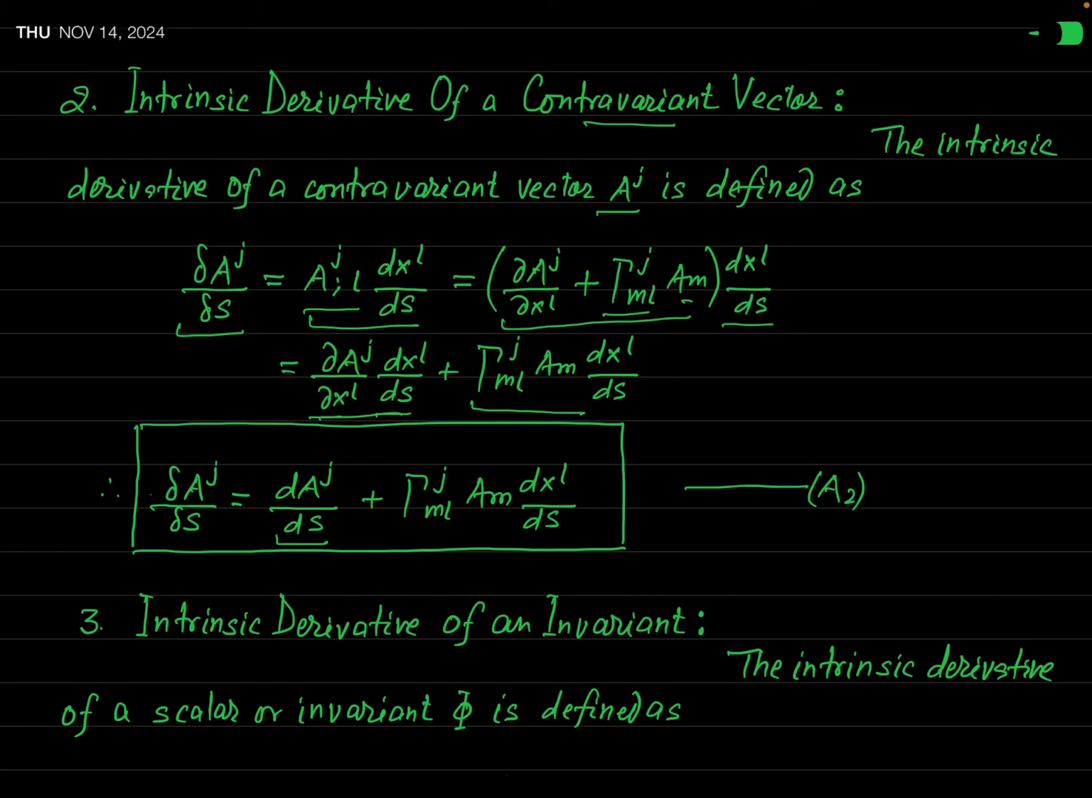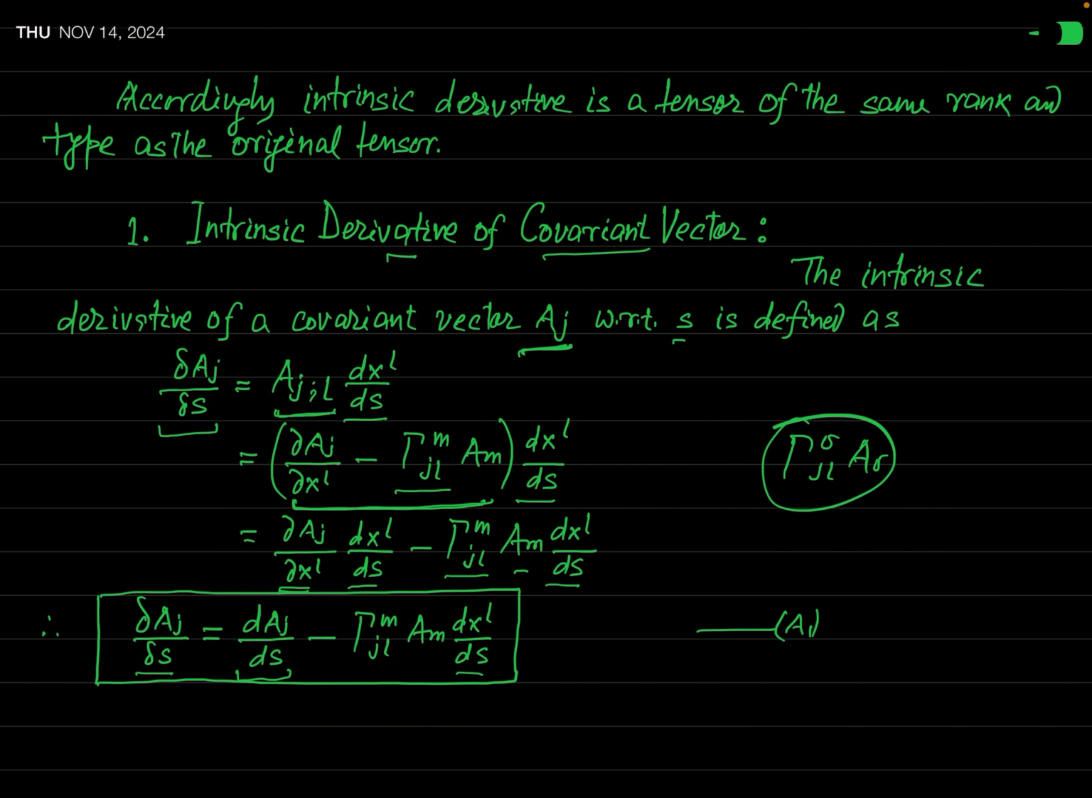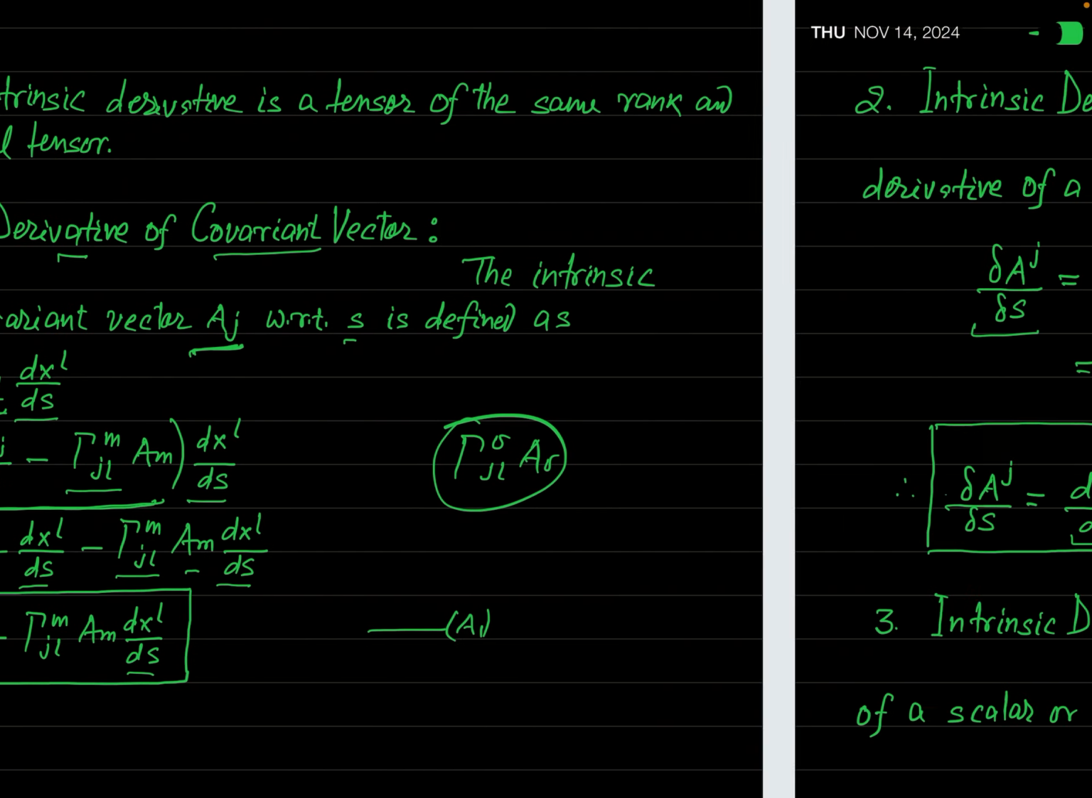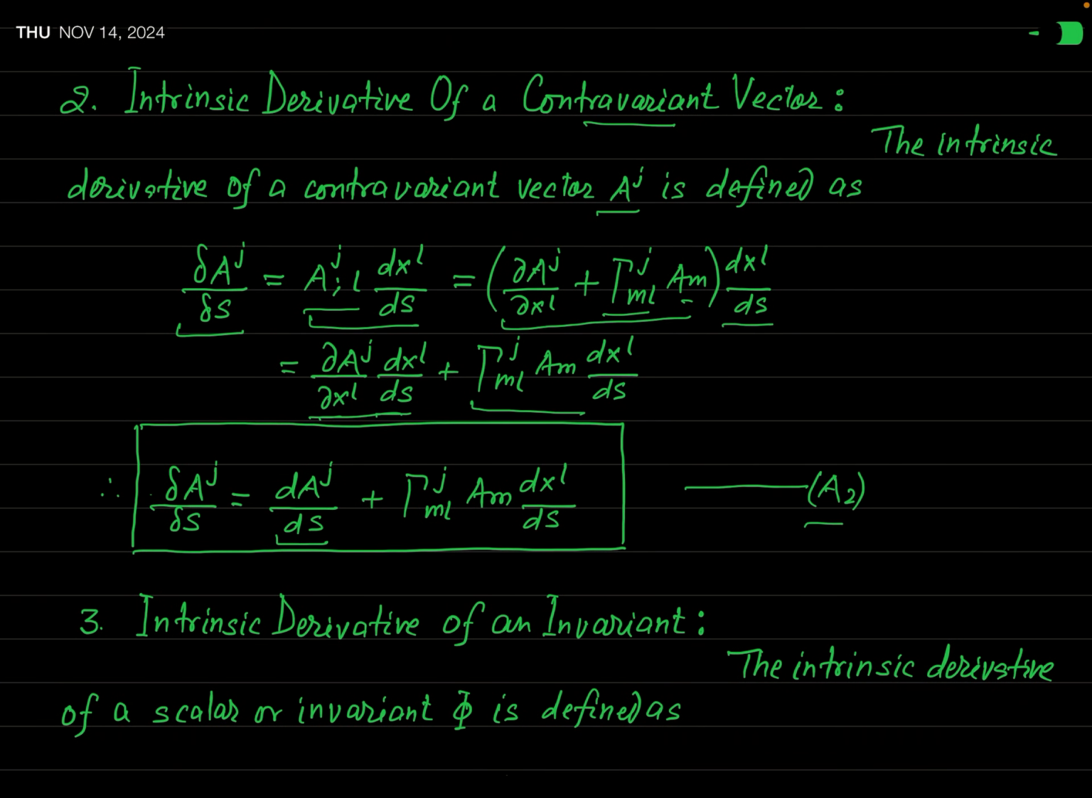So in the case of a contravariant vector, the intrinsic derivative is defined by this equation A2. Mark the difference here. There is a minus sign before the second term in the covariant case, but in this case there is a plus sign. So you have to mark it.